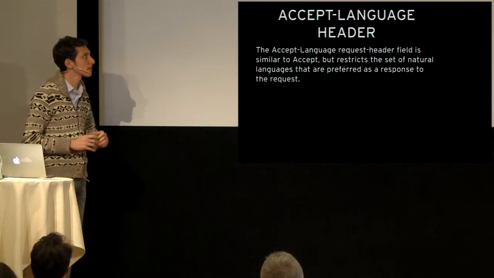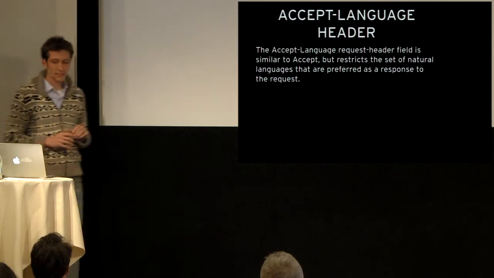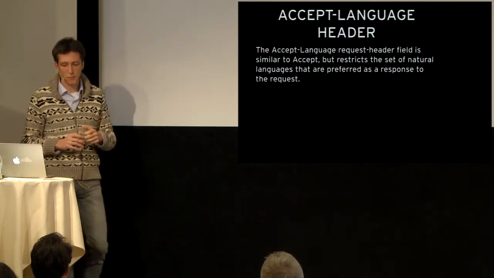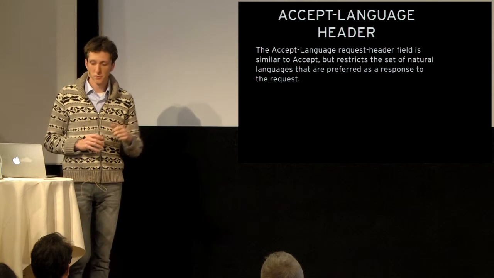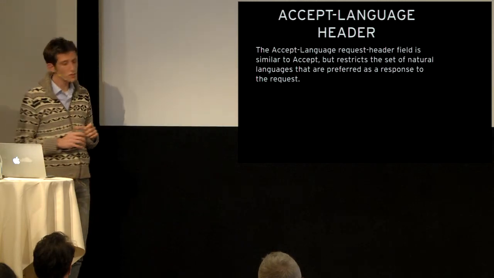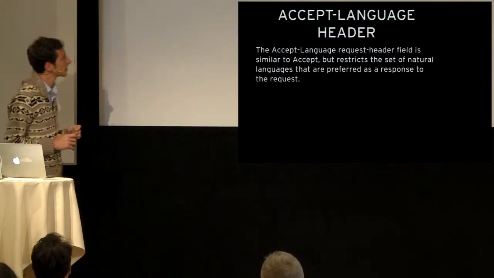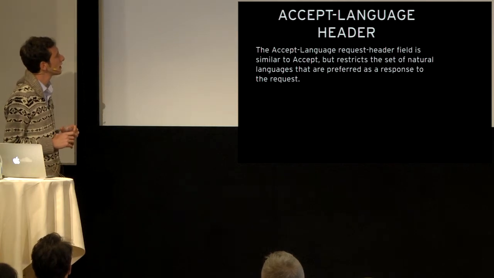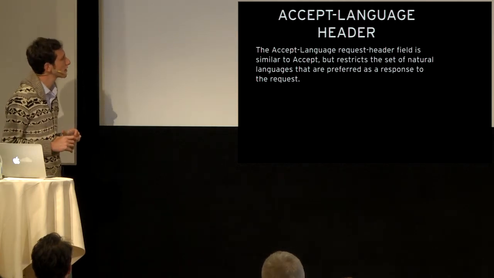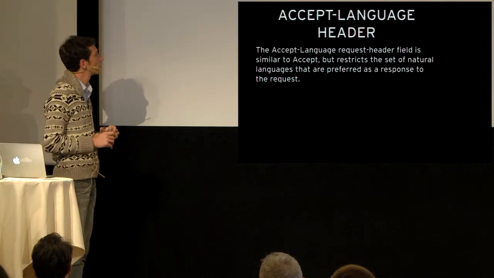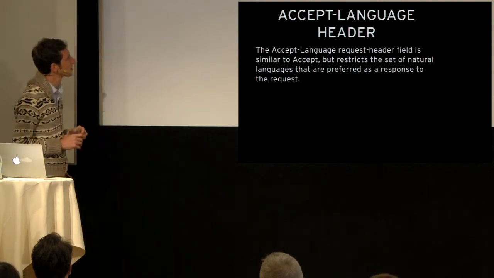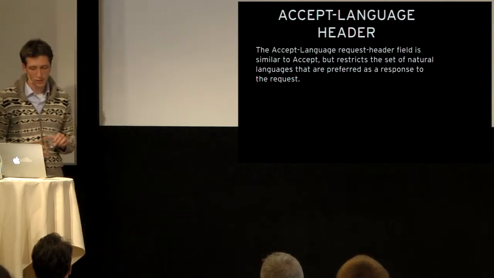So another example of content negotiation is the Accept-Language header. Again, this is copied right out of the RFC in the same section under headers, just below the Accept header. The definition for the Accept-Language header: the Accept-Language request header field is similar to Accept, but restricts the set of natural languages that are preferred as a response to the request.